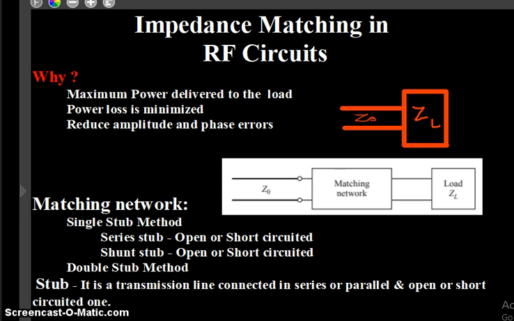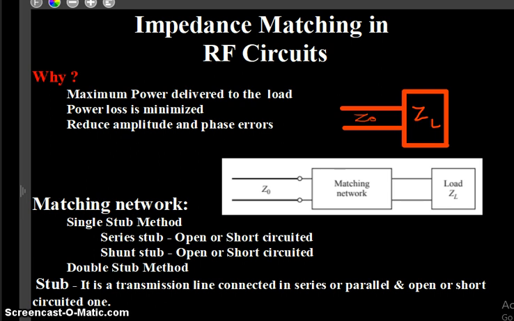To avoid this, we introduce a network called a matching network in between source and load. It has to increase the power transferred from source to load, so this circuit now satisfies the maximum power transfer theorem. If you are using lumped components, that is L and C, in a circuit, then that circuit is called a lumped matching network.